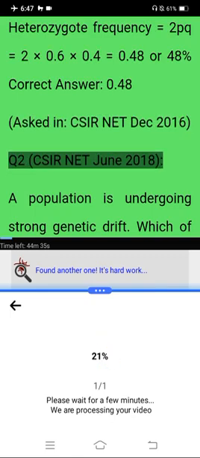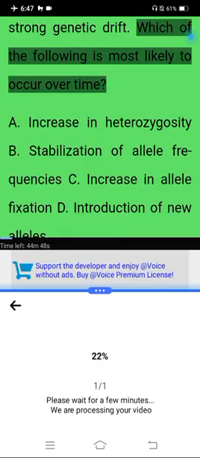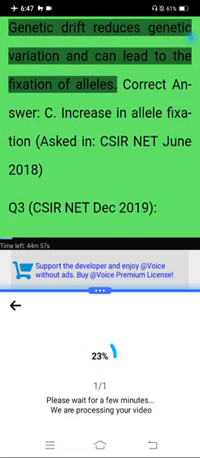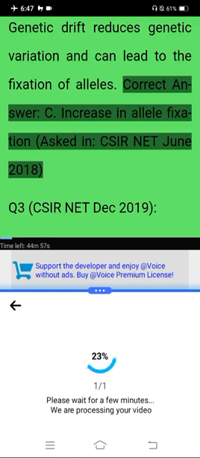Q2, CSIR NET June 2018. A population is undergoing strong genetic drift. Which of the following is most likely to occur over time? A, an increase in heterozygosity; B, stabilization of allele frequency; C, increase in allele fixation; D, introduction of new alleles. Answer: genetic drift reduces genetic variation and can lead to the fixation of alleles. Correct answer: C, increase in allele fixation. Asked in CSIR NET June 2018.